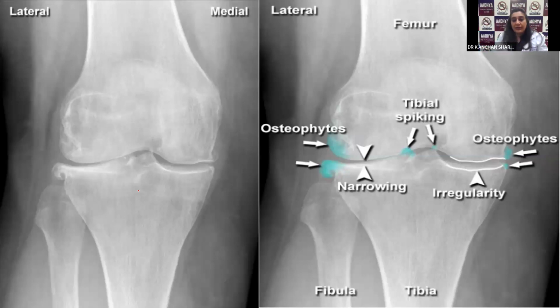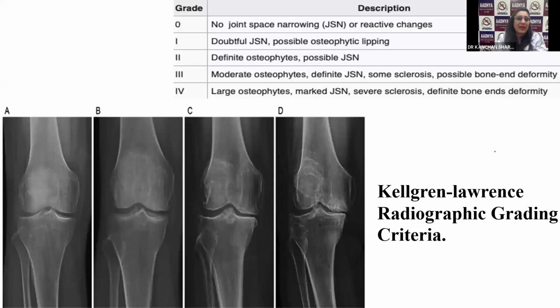And when you order an X-ray, do look for osteophytes, how the osteophytes will look to you under X-ray. I have just made it here. So these are the osteophytes which you will be looking at. You will be looking for irregularity here, the narrowing of the joint line. So look for all those, and then we have a grading.